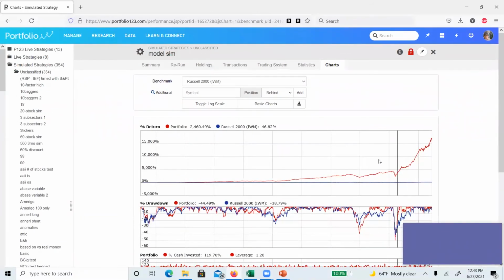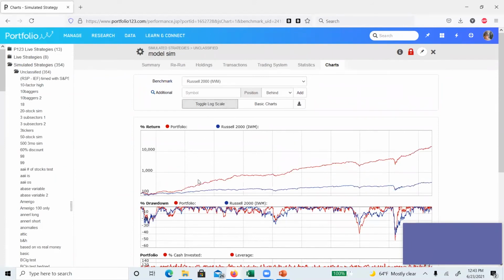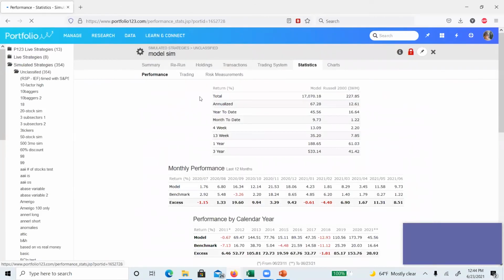And then the return is great because I can toggle log scale. I can see, okay, so this outperformed during this period, but from here to here, it did not outperform. It's great to toggle log scale, which you can't do in the screens, I don't think. So these kinds of charts are very helpful. The statistics page gives you a lot of great information.